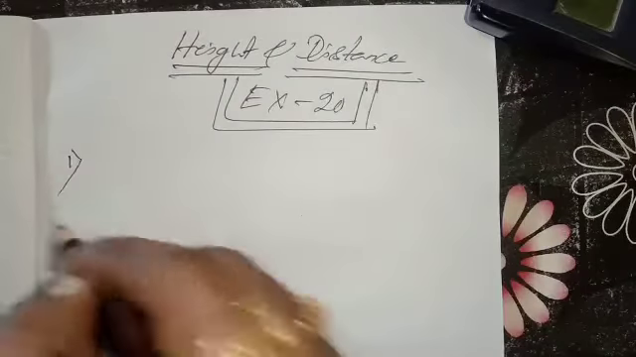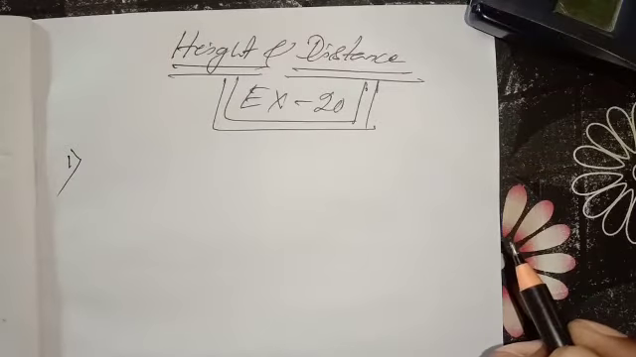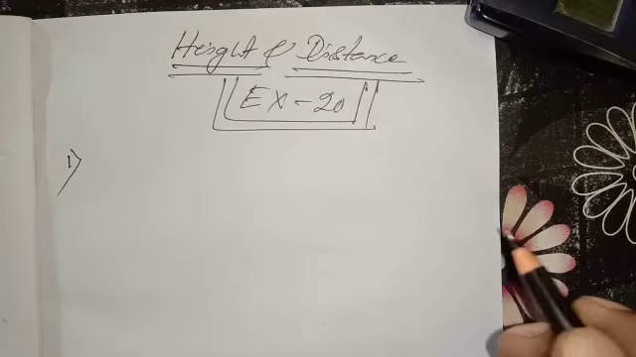Question number 1. It is given that an electric pole is 10 meter high. Let AB be the height of the electric pole, given as 10 meter. The shadow of the electric pole will be here, that is BC, given as 10 root 3. Find the elevation of the sun. When the sun is here, you have to find the elevation of the sun. This is the sun. Let that angle of elevation be theta.